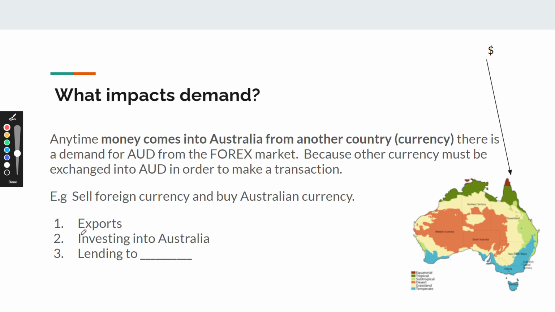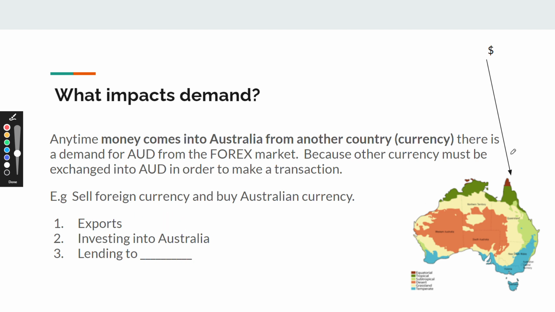Well, the first one here is exports. Let's take a common example. We sell some iron ore overseas to China, and we receive money in US dollars in this case. Those US dollars come into Australia, and we're going to assume that they're always exchanged. They're not always, but we're going to assume that they are. So whether it's the Chinese company or the Australian mining company, they're going to sell the US dollars and buy Australian dollars, because that company wants Australian dollars. So if there's an increase in exports, that means there's an increase in money coming into Australia, which increases demand.